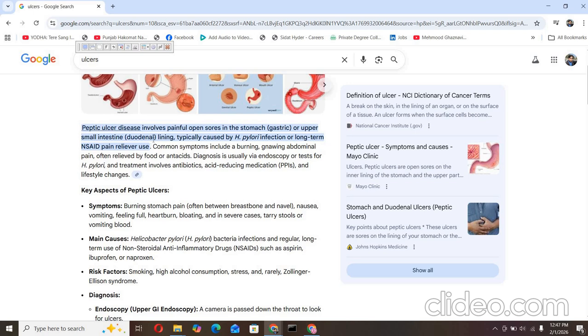Key aspects of peptic ulcer: burning stomach pain, nausea, vomiting, feeling full, heartburn, bloating, and in some cases tarry stools or vomiting blood. Main causes: H. pylori bacterial infection, and regular, long-term use of non-steroidal anti-inflammatory drugs such as aspirin, ibuprofen, or naproxen.